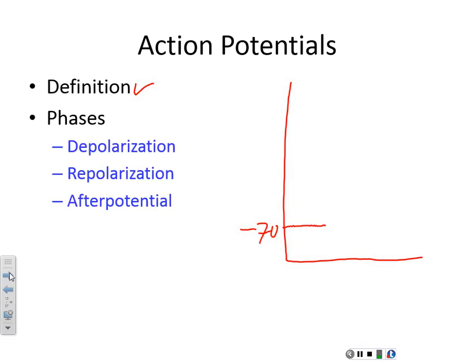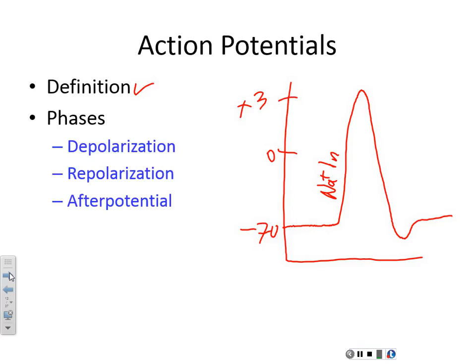Okay, this is resting. Then we have an action potential, and then it does that. Okay, so you write for yourself. This is Na plus in, making it more positive, right? So this is 0, and this is plus 30.